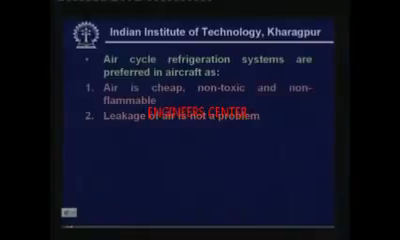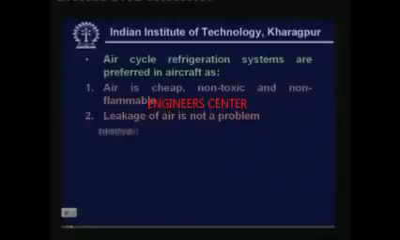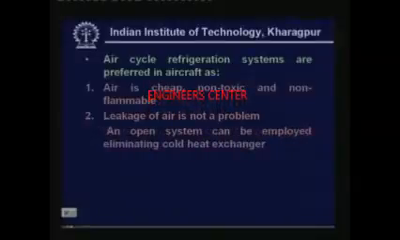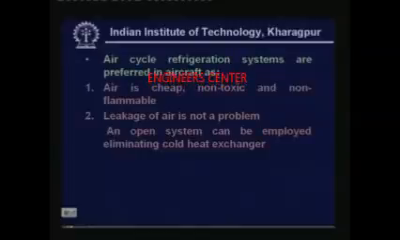The second reason is that leakage of air from the system is not a big problem. And an open system can be employed, eliminating cold heat exchangers. As I was mentioning just now, if you are using air, you can have an open system, that means you can directly release the air into the cabin, you need not have a cold heat exchanger. What is the advantage of not having a cold heat exchanger? As I have mentioned, the system weight will be reduced considerably. When you are designing an air conditioning system for aircraft, the most important criterion is the weight per kilowatt, okay. So the weight is a very important factor, and the volume is also of course an important factor. The system that you choose must be lighter, okay. So you will see that for aircraft air conditioning the air cycle systems will be lighter, okay. One reason is you do not really require a low temperature heat exchanger, okay.